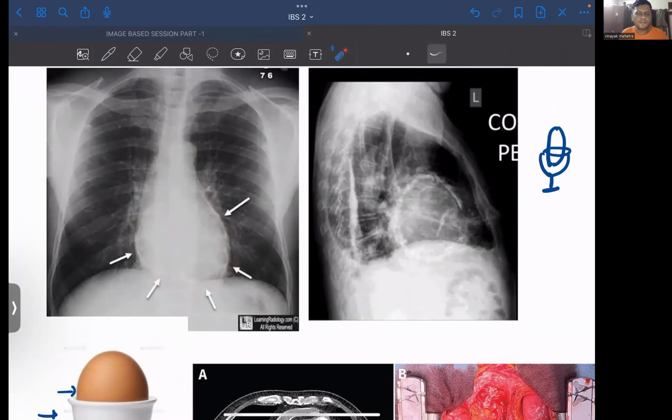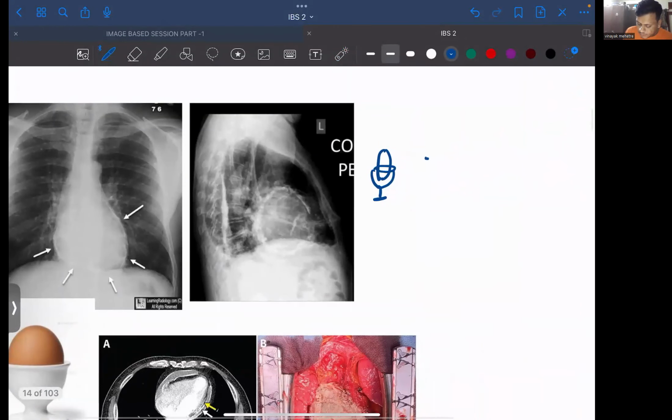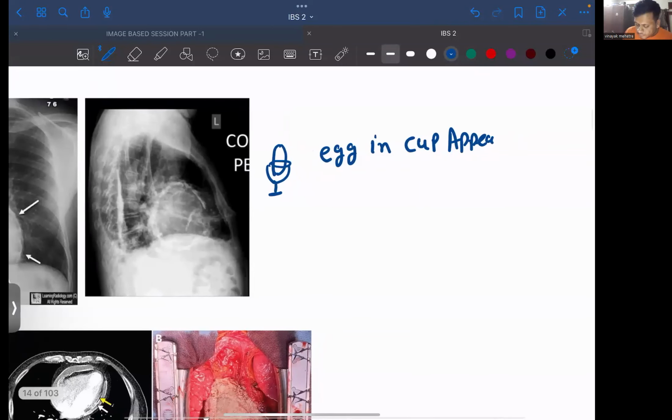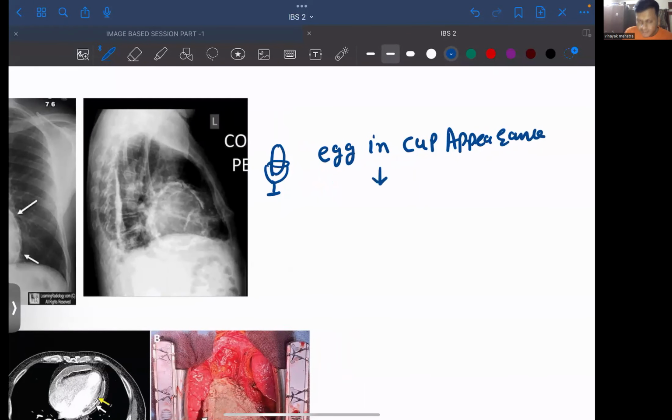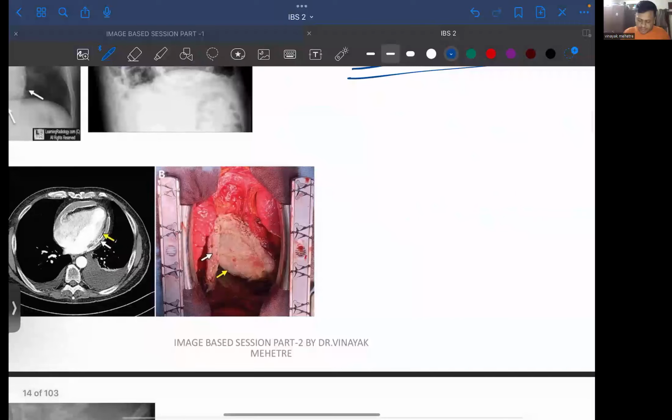Egg in cup appearance is seen in which disease? Calcification has happened here. Yes, it is seen in constrictive pericarditis. Treatment? Anyone who can tell? Let's check your knowledge, because it is not enough just to read the image. Treatment? The heart will look like this.